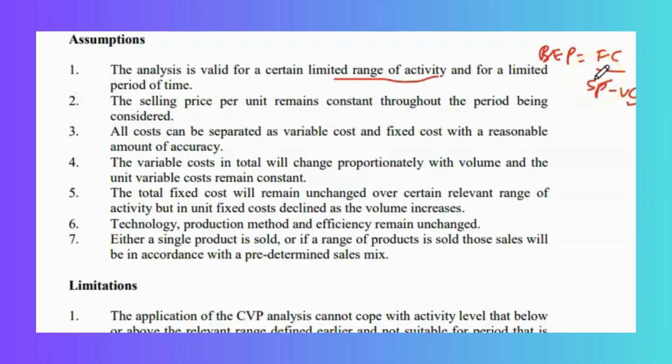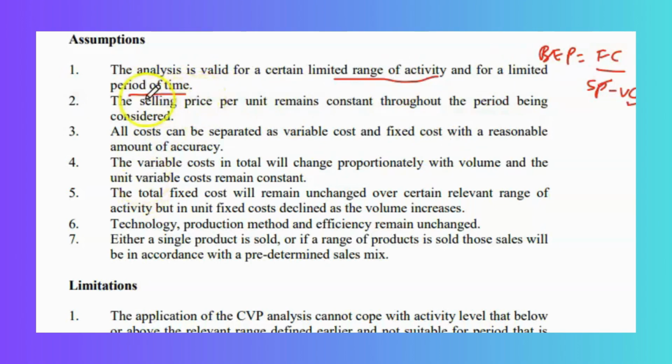So that's why we assume that you can use this formula only for a limited period of time. Okay, for a short period. So in the long term, the fixed cost might change, SP also changes, and VC also changes. So in order to assume that this is constant or doesn't change, you have to only use it for a limited period of time. Okay.